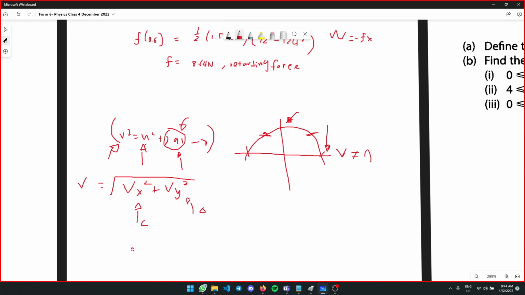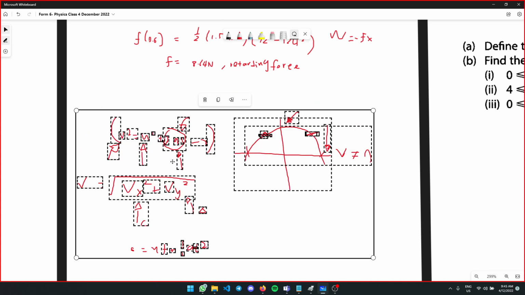If the question asks for velocity, then I must use the theorem of Pythagoras. But sometimes the question asks for the horizontal component or the vertical component, and then you give just that component.